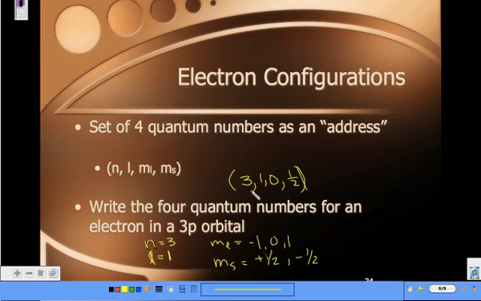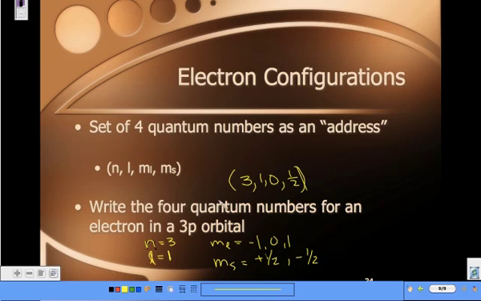Right. So this 3 is saying it's in the 3rd energy level. The 1 tells us it's in a p orbital or p sublevel. It's in the 0 orbital, and it has a positive spin. So it's telling us those 4 things.